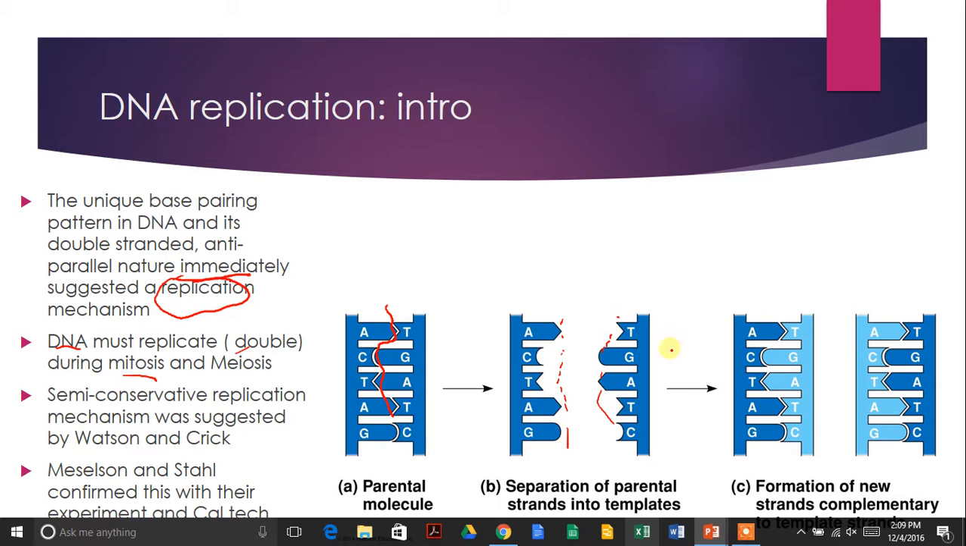So we end up with two strands of DNA, half of it being new. Since we only have to synthesize half new DNA from a strand, we already have a template strand. It's called semi-conservative because we conserve half of the DNA.